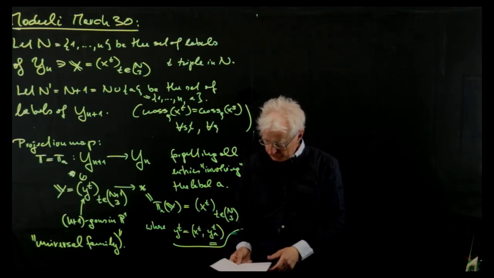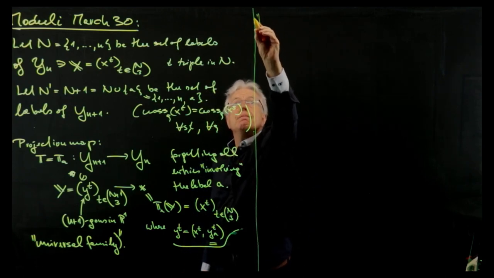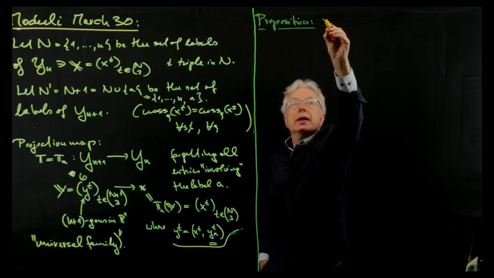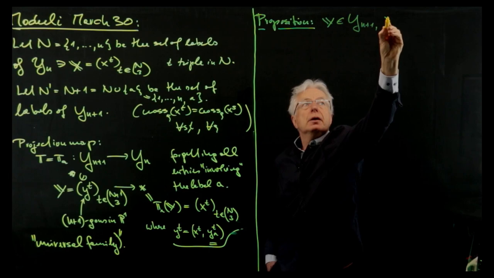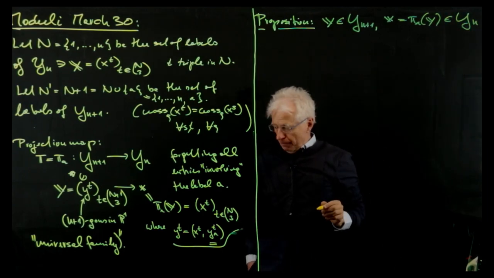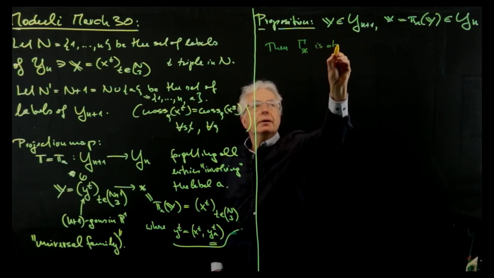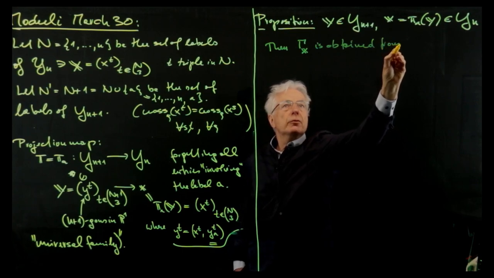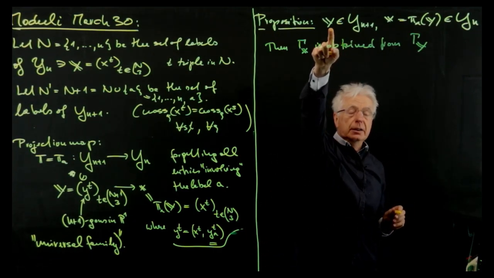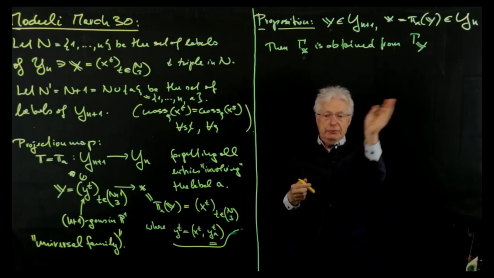So, where do I have my stick? This, I will formulate as a proposition. So again, y in Y_{n+1}, x equals pi_A of y in Y_n, then the gamma of x is obtained from gamma of y, you can almost expect it. So there's one leaf of y which has label A. And this is not allowed to appear here. So you take your scissors and you cut this leaf and throw it away.